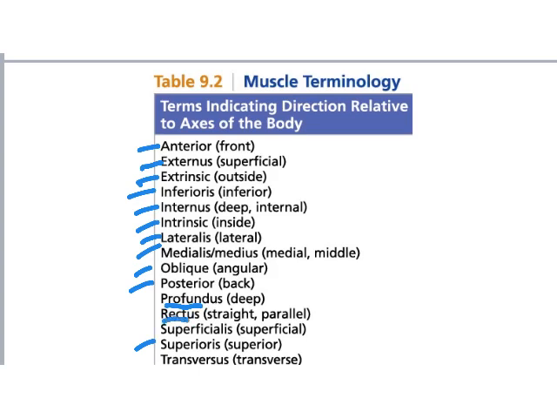Rectus means it's straight, like the muscles of the abdomen that give you your six-pack. Those are rectus abdominis muscles. Superficialis, you could probably figure out, means it's superficial or on the surface. Transversus, you could probably also figure out, means it's transverse or perpendicular to the long axis of the body or the limb.